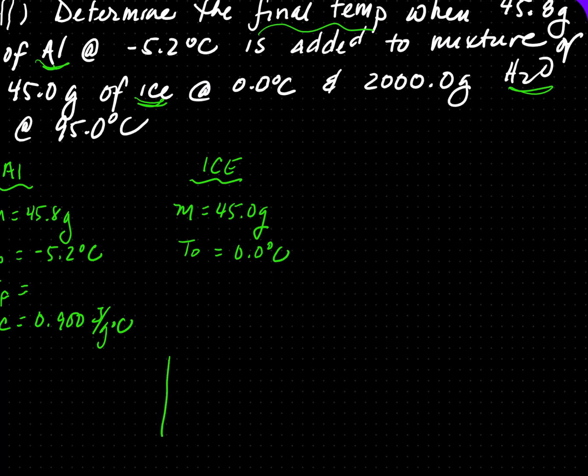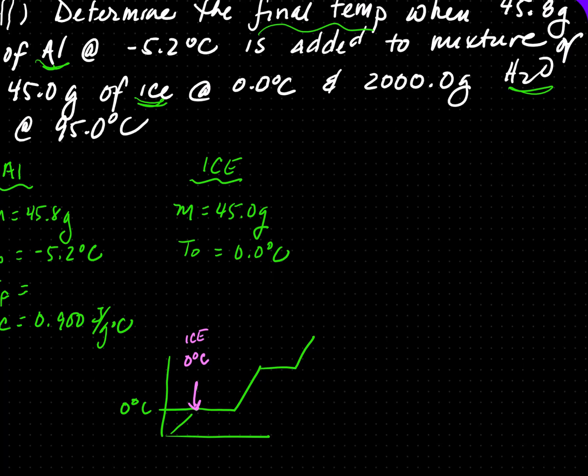So I'm going to sketch the heating cooling curve. If I look at that, this is 0 degrees Celsius. This is where the phase change occurs. Right here is 0 degrees Celsius ice.